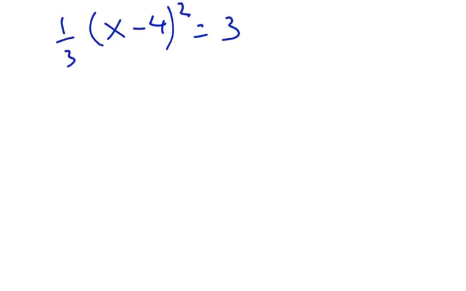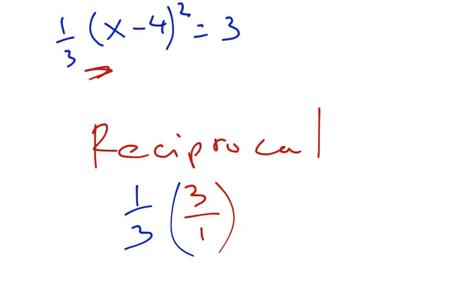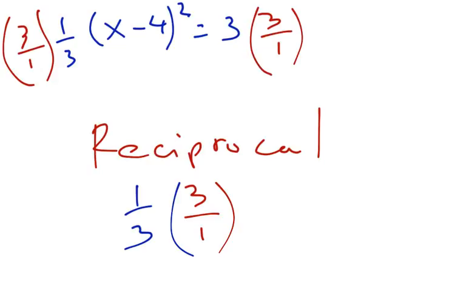When you have a fraction that is multiplying, you can use the reciprocal of that fraction. You have a 1/3 and you want to cancel it, so the reciprocal is the opposite. You flip the fraction. It's 3/1. So in my case, the reciprocal of this fraction is going to be 3/1. Whatever I do on one side, I do on the other side.